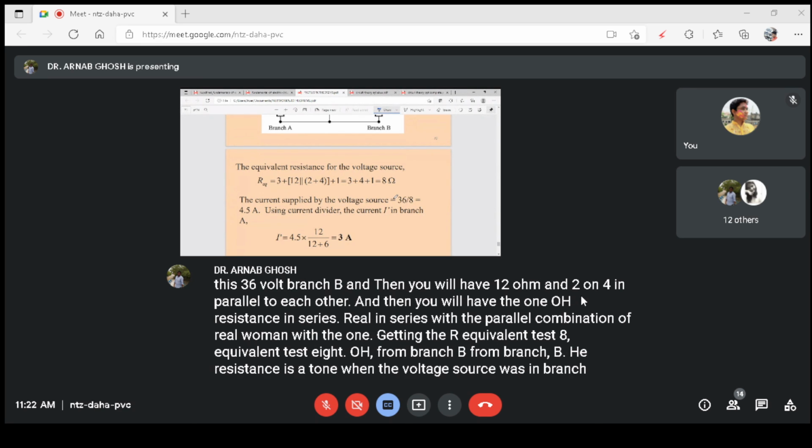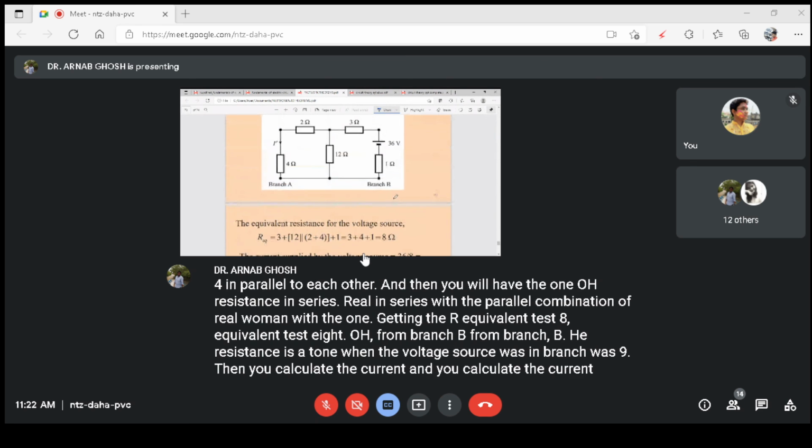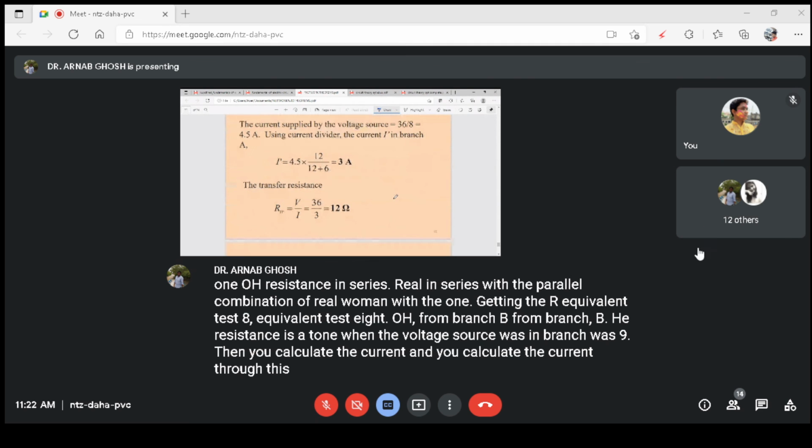Then you calculate the current through this branch A, that is 2 ohm and 4 ohm. So 3 ampere.